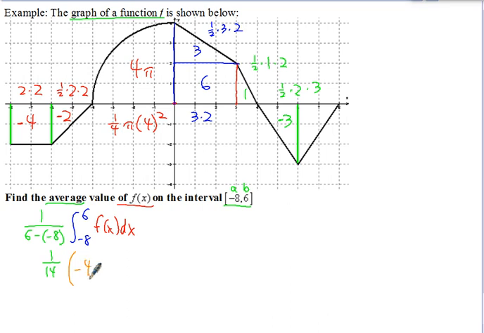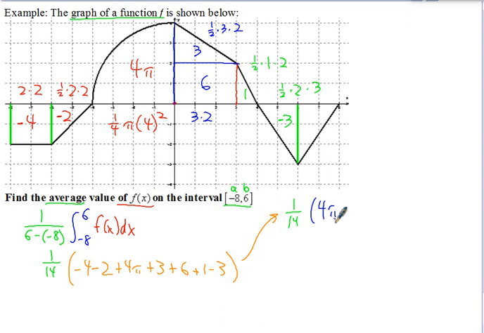So negative 4 minus 2 plus 4 pi plus 3 plus 6 plus 1 minus 3. And the whole thing times the 1/14. So you get 1/14. Now let's see what that simplifies to be. Well, we definitely have 4 pi.